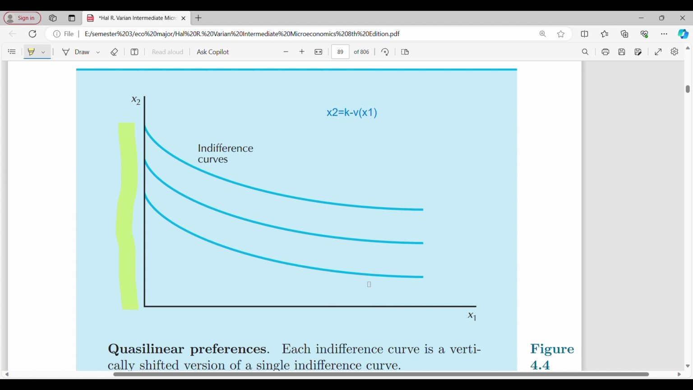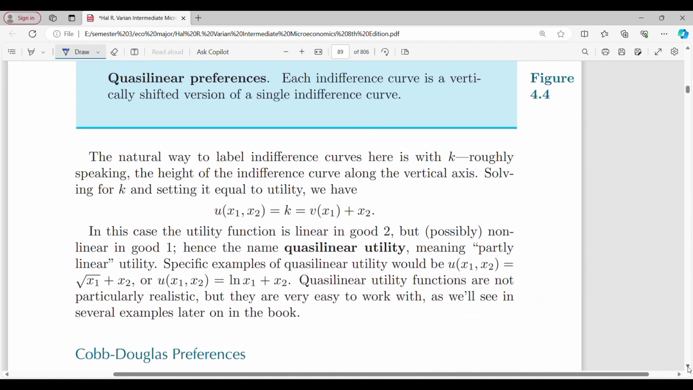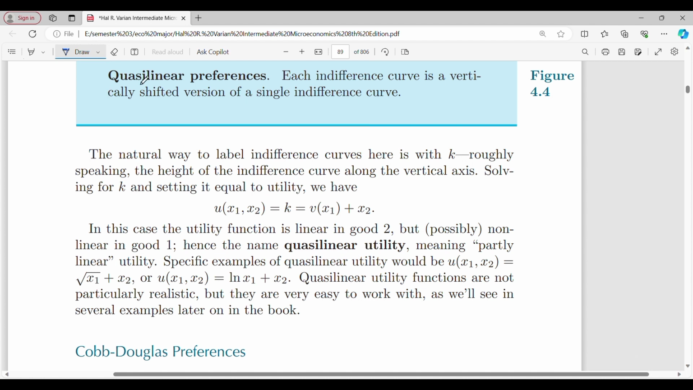These are vertical translates, and how will horizontal translates look like? This won't be touching. So the horizontal translates look like this. Then this is the equation. All the equations have to be learned by heart. Okay, this is the equation.